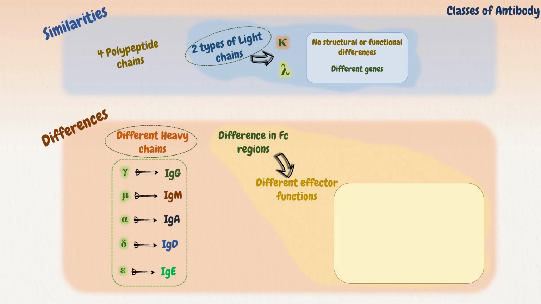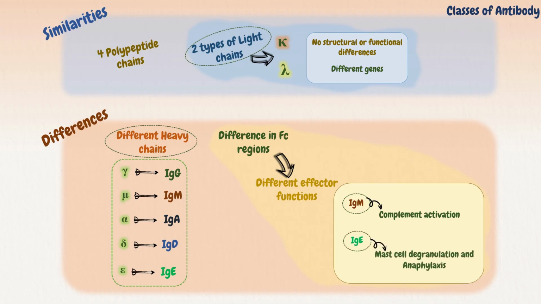For example, IgM recognition of antigen might lead to complement activation, whereas IgE recognition, possibly of the same antigen, might lead to mast cell degranulation and anaphylaxis. Structural differences are also very pronounced among different classes of antibodies.